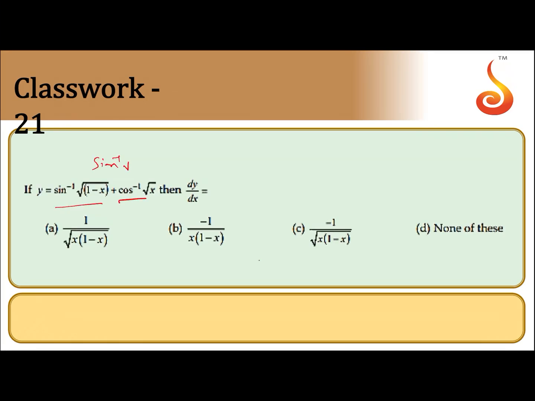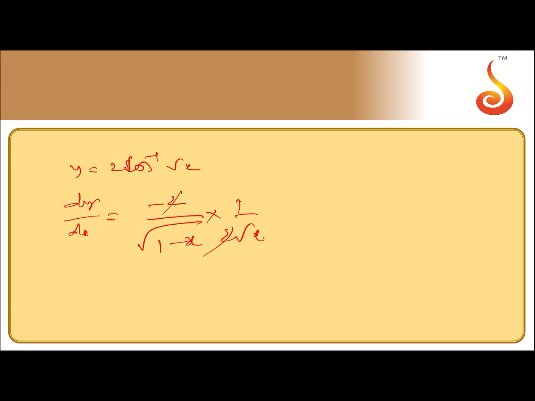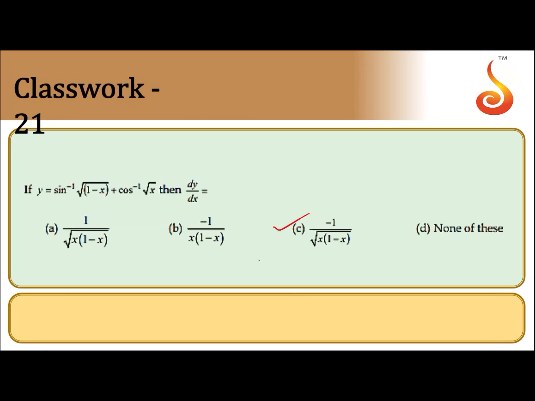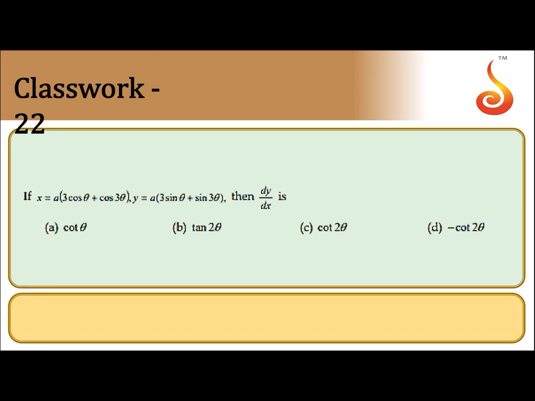Therefore, this is nothing but sine inverse of under root of 1 minus root x whole square. So that is nothing but actually cos inverse of root x, 2 cos inverse of root x. So therefore y is equals to 2 cos inverse of root x. Derivative dy by dx is equals to minus 2 divided by root of 1 minus x into 1 by 2 root x. So obviously minus 1 by root x, root of 1 minus x.